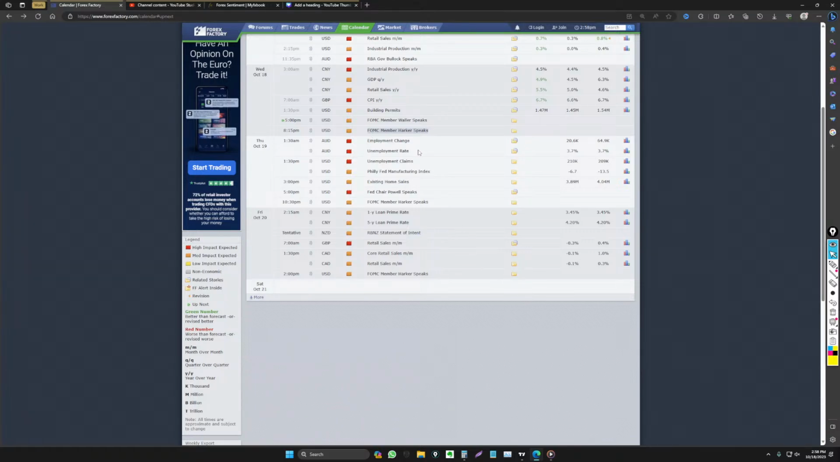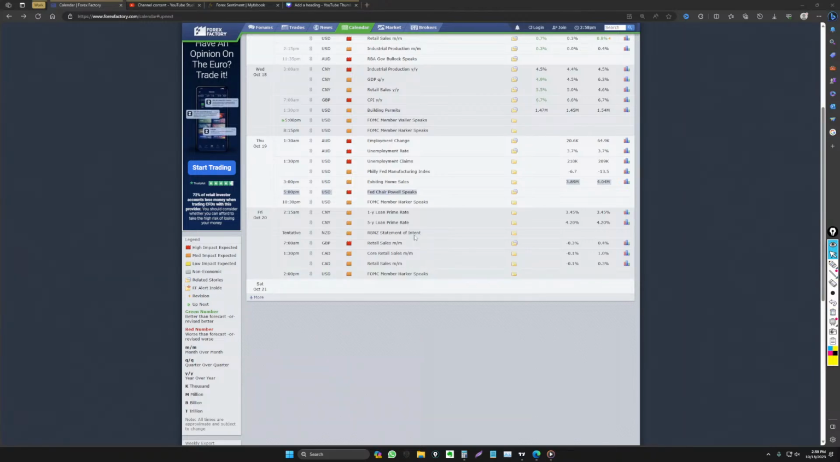We have unemployment rate and unemployment change for the Aussie tonight. We have unemployment claims for the dollar tomorrow. And we got Powell speaking tomorrow at 5 p.m. UK time or noon US time. So we definitely want to participate in that, I would say. I bet the market's waiting for Powell, I would almost guarantee.